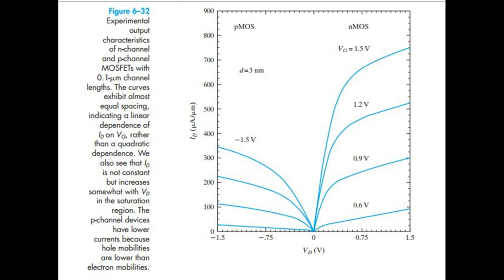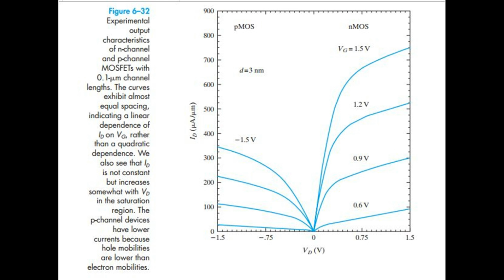This is known as source injection limited transport. Figure 6.32. Experimental output characteristics of N-channel and P-channel metal oxide semiconductor field effect transistors with 0.1 micrometer channel lengths. The curves exhibit almost equal spacing, indicating a linear dependence of drain current on gate voltage, rather than a quadratic dependence. We also see that drain current is not constant but increases somewhat with drain voltage in the saturation region. The P-channel devices have lower currents because hole mobilities are lower than electron mobilities.